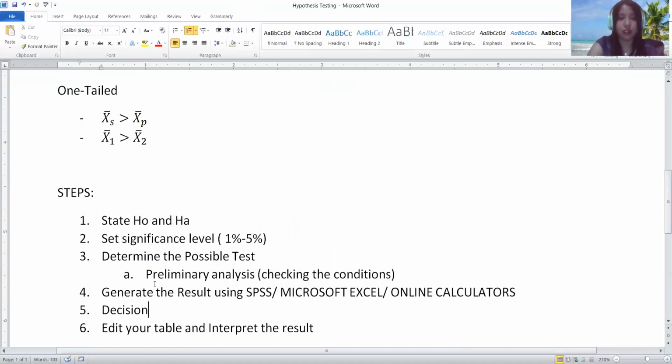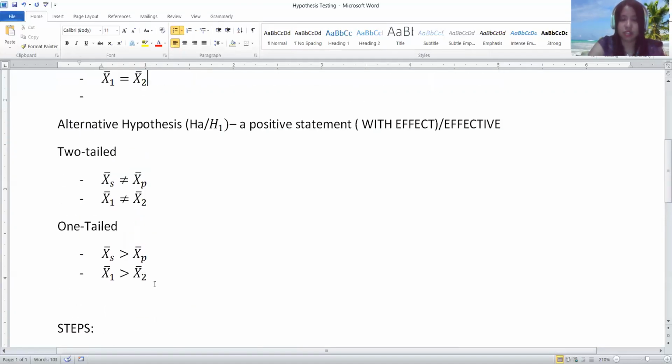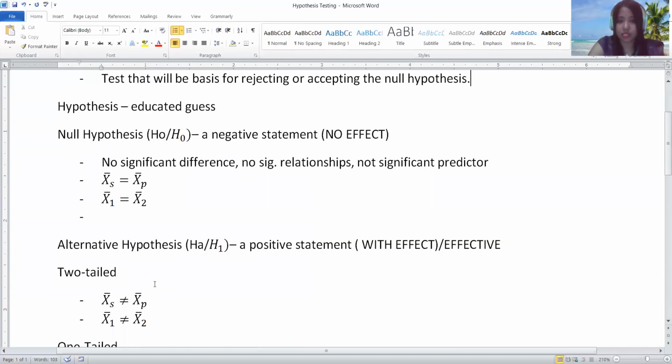So for the alternative hypothesis, this is now a positive statement that indicates that there is an effect, or it has an effect, or it is with effect, or it is also saying that it is effective. So you want to prove that this intervention, for instance, is effective. So you are siding with that intervention because that's the intervention that you are proposing. So what are the types of alternative hypothesis?